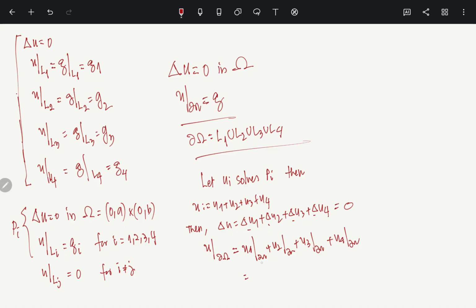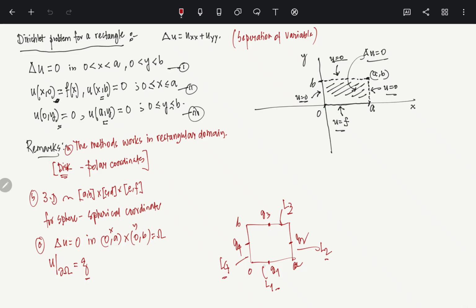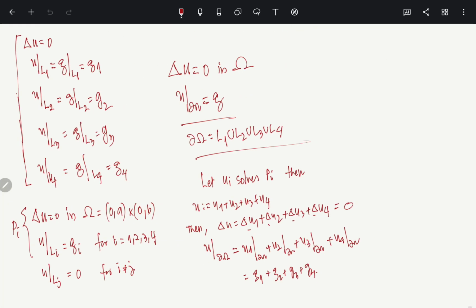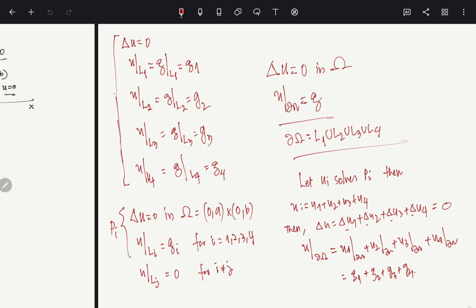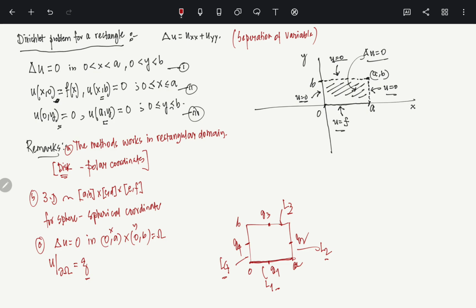Now you see, u1 restricted to del omega is G1 basically, because that is the only part which is there. Every other part is essentially 0. So u1 plus u2 plus u3 plus u4 restricted to the boundary is G1 plus G2 plus G3 plus G4. Okay, so G1 is the function which is G1 on the first side and everywhere else it is 0. That's the first problem.